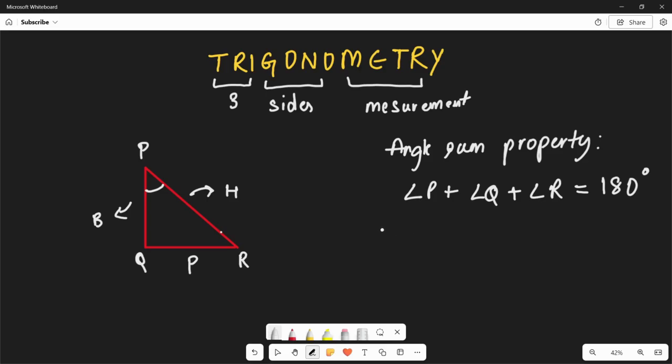The other concept which we will be using in this chapter is the Pythagoras theorem, which we have been studying from our childhood classes. Now, what is this Pythagoras theorem? Pythagoras theorem states that hypotenuse square will be equal to perpendicular square plus base square in a right angle triangle. Now, where will we be using the Pythagoras theorem? Suppose you are given a question where you have two sides and you need to find the third side, majorly in right angle triangles. So you will definitely be using the Pythagoras theorem then.